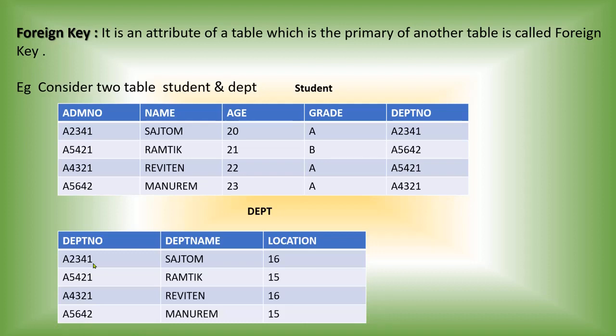So there are two different tables, student table and department table. In the student table, admission number is the primary key, and in the department table, department number is the primary key. The primary key of the department table, department number, is one of the attributes in the student table. So I can say this department number is the foreign key of the student table.